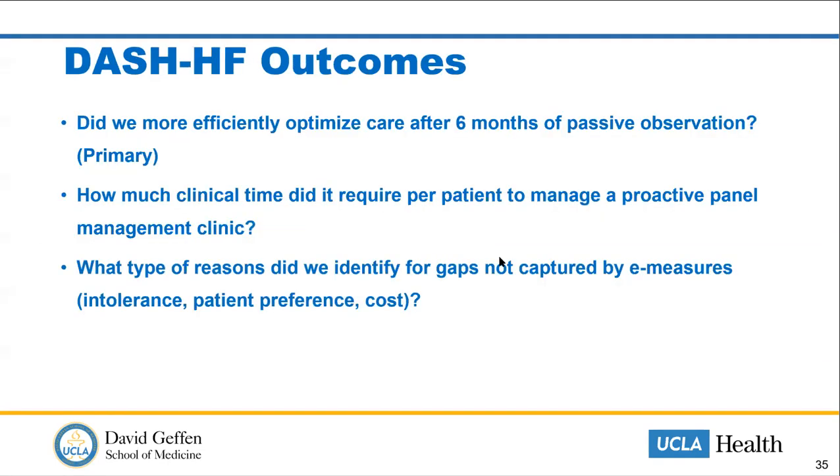So the questions for our study are, did we more efficiently optimize care after 6 months compared to our usual care arm? That's looking at the difference in optimization scores from baseline to 6 months. We also want to estimate how much clinical time we were taking per patient. And then what types of reasons did we identify for the gaps in care that maybe the performance measure wasn't accurately capturing.